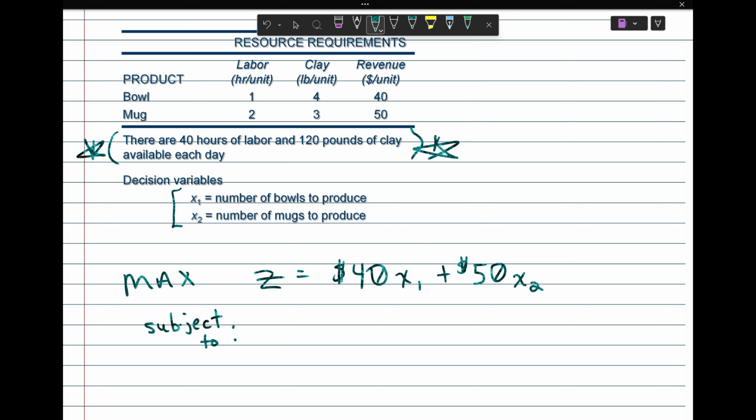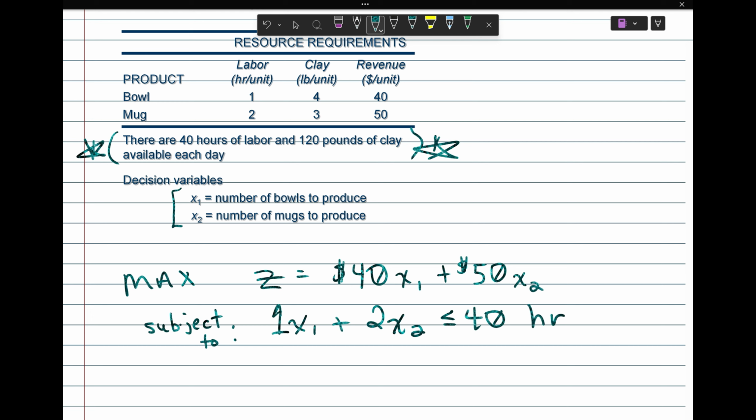There are only 40 hours of labor and 120 pounds of clay available each day. So 40 hours of labor. So we have to write it's subject to x sub 1, the bowls, and it's 1 times that, right? But we don't have to write a 1. Well, I will. 1 times x sub 1 plus 2 times x sub 2 has to be less than or equal to 40 hours.